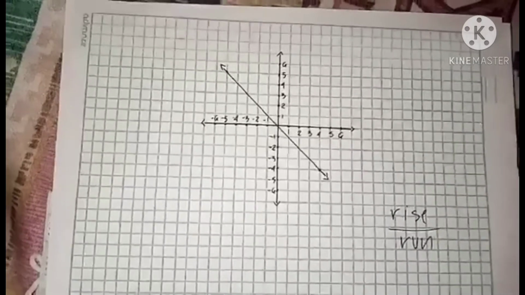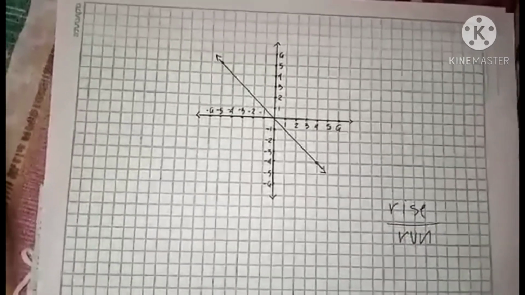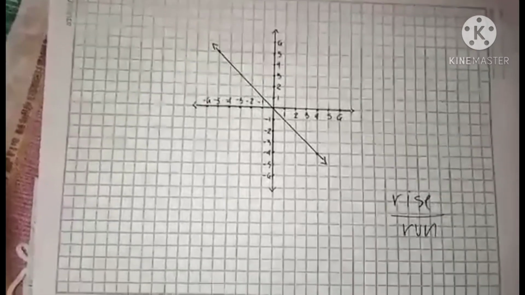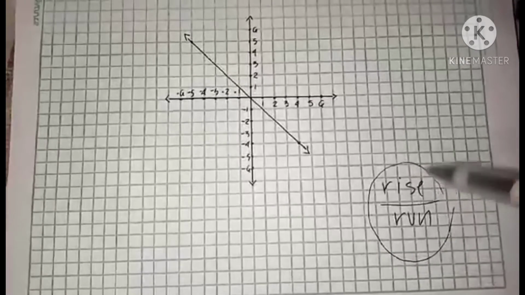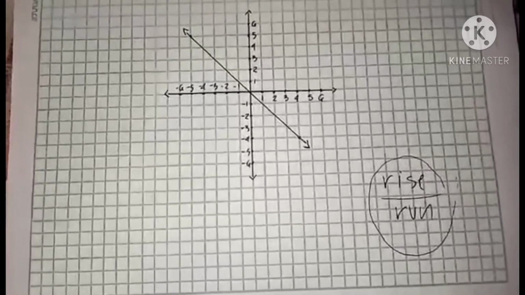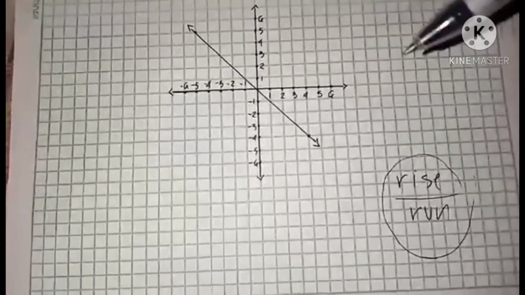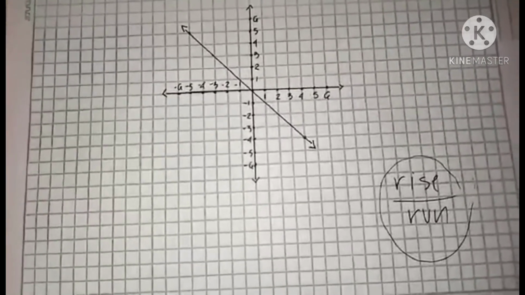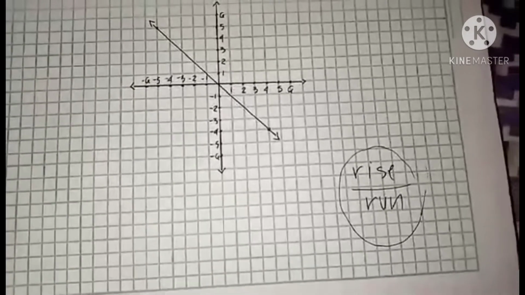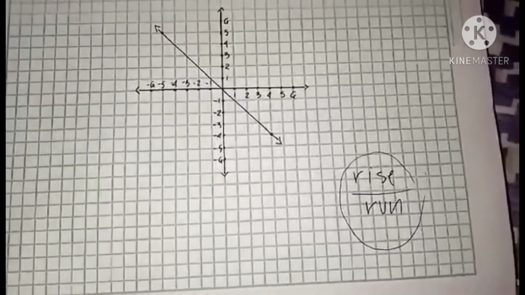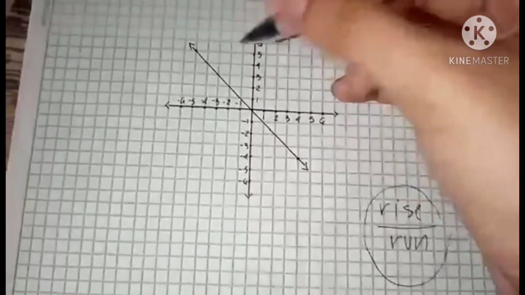Today you're going to learn how to determine the slope of a line in a given graph. To find the slope, we must understand that the slope of a line is defined as rise over run. Rise is the vertical direction of the line, and run is the horizontal direction of the line. To start, we're going to pick two points, this one and this one.